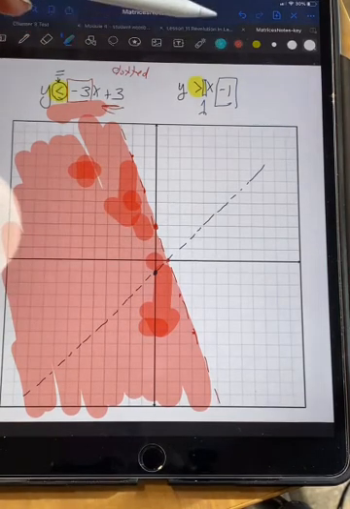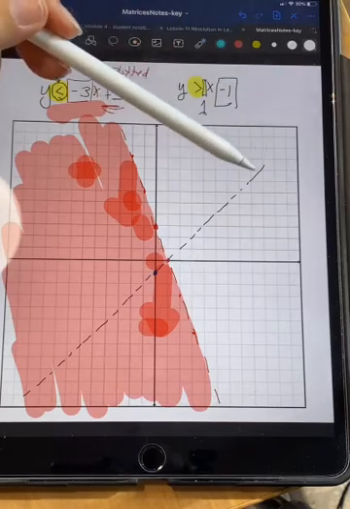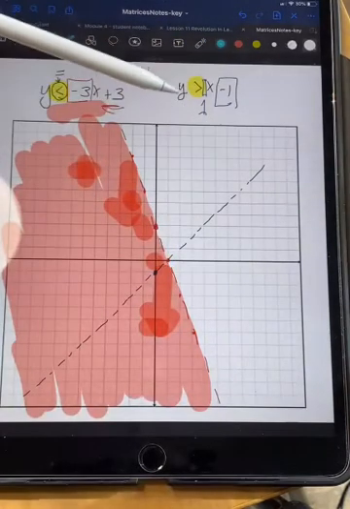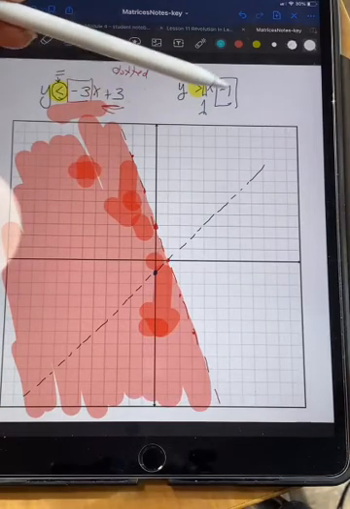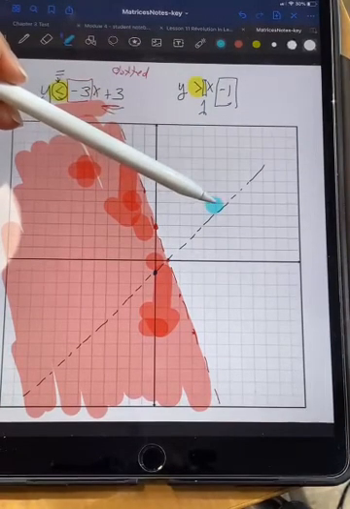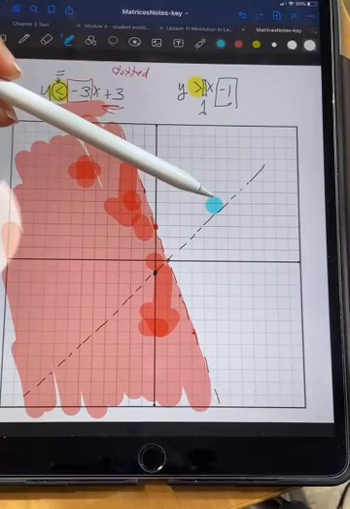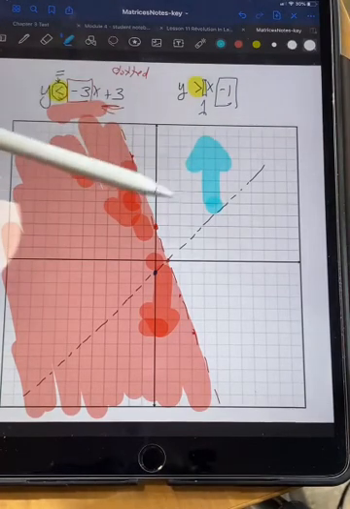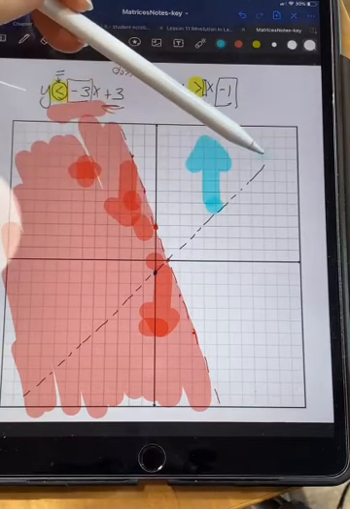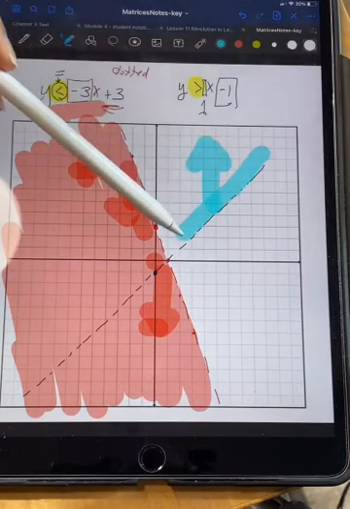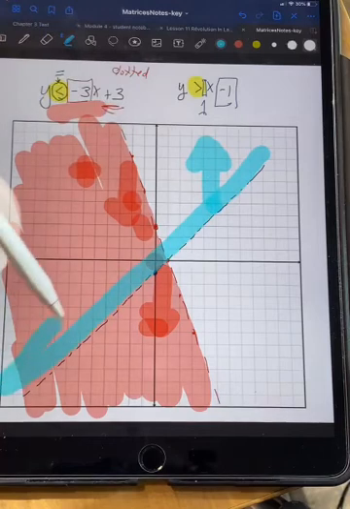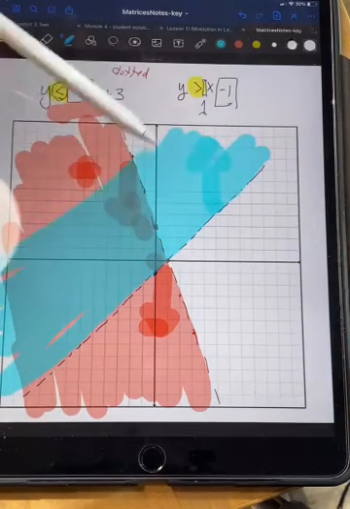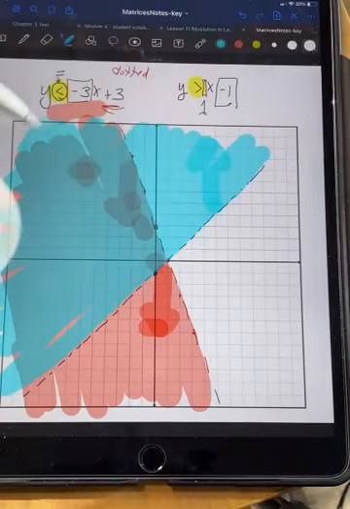Okay, so we're going to switch over to this one. Now I'm not thinking anything about my red line. I'm only looking at my blue line. It says that y is greater than this line. So if I'm looking at a point on this line, my y value is going to be greater than this line. I'm going to shade all of the spaces where y is greater than my line. Remember, we're only looking at the blue line right now.